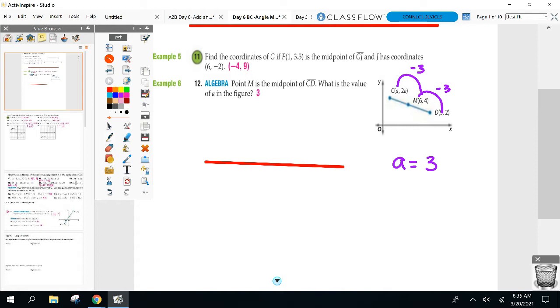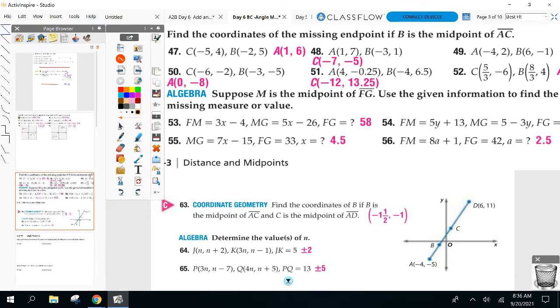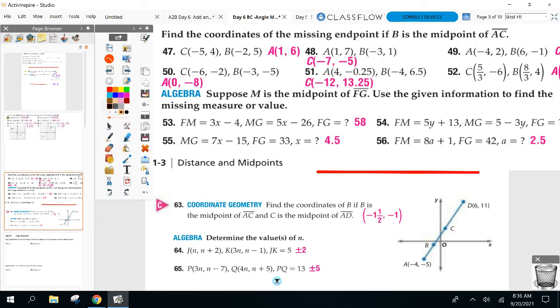Others can go ahead. 54. Which one? 54. Boom. All right. Suppose M is the midpoint of FG. Okay, right now, tell me a conclusion you can make if you know M's the midpoint of that line segment.